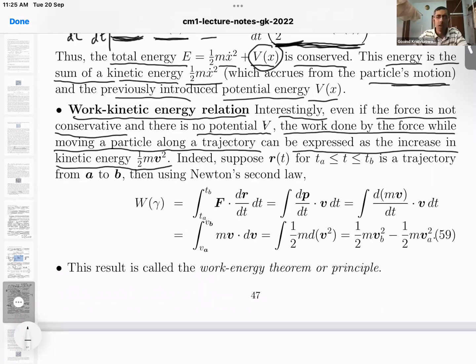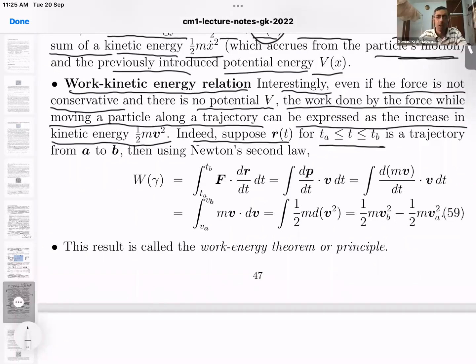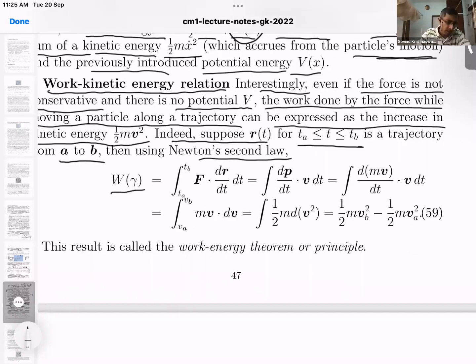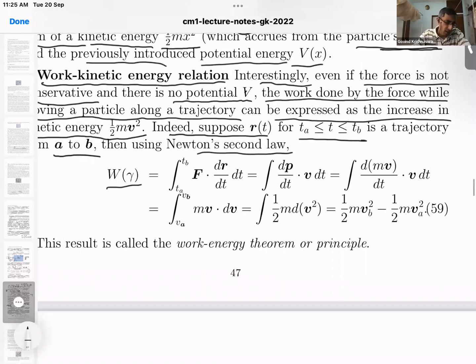So now, suppose, and we will do a little bit of gymnastics and show how this can be done. Suppose r of t is the trajectory for some times between t_A and t_B, where the particle is moved from configuration or position A to B. Then using Newton's second law, we can compute the work done along this trajectory. Well, what is it? It is integral t_A to t_B of F dot (dr/dt) times dt. Okay, so this was our formula for work.